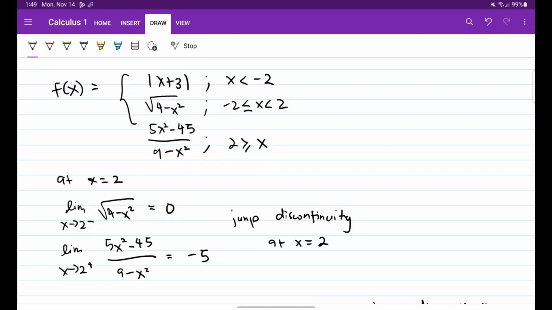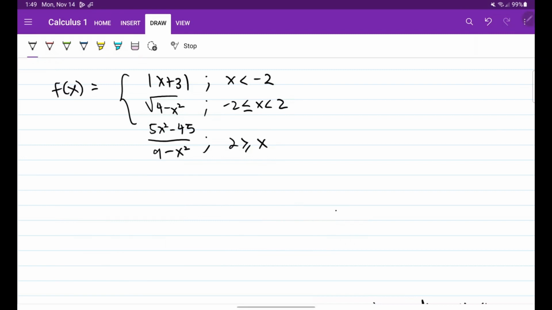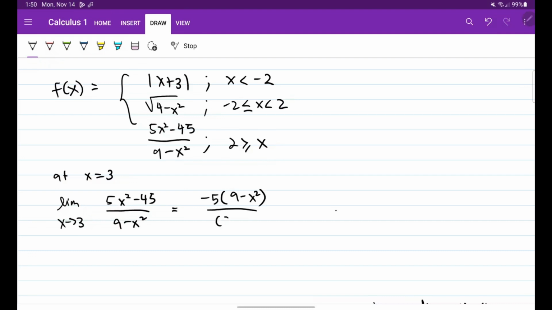Okay? So how about at x equals 3? So let's try that. At x equals 3, let's check. So the limit as x approaches 3. In this case, we no longer need to check 3 minus or 3 plus, because the function we use is the same, which is just 5x squared minus 45 over 9 minus x squared. Okay? And when we factor this, we can factor out -5 and it becomes 9 minus x squared over 9 minus x squared, and these will cancel. And this is equal to just -5.